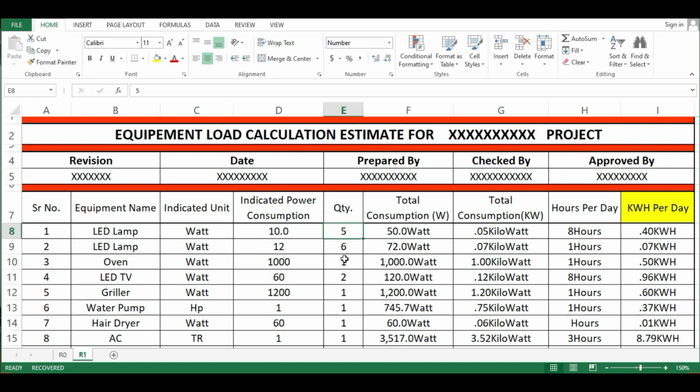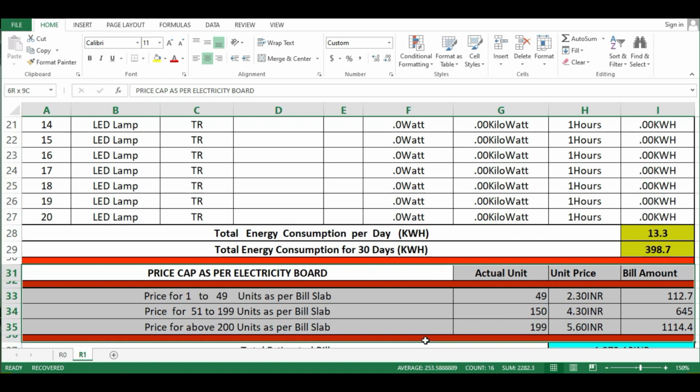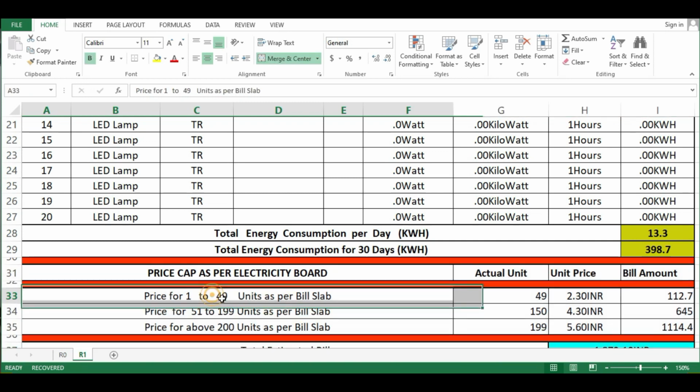Next we will enter the quantity, how many bulbs we are using in our home. Next is how many hours per day. If we are using it 8 hours per day, we will enter 8 hours per day. Next is the price slab. I have taken the example of OPTCL, and based on that I made the price slab. If in your area the price slab is different, like if in your area 1 to 100 is the first price slab, you can always enter 100 over here, and based on that you can enter the price over here.